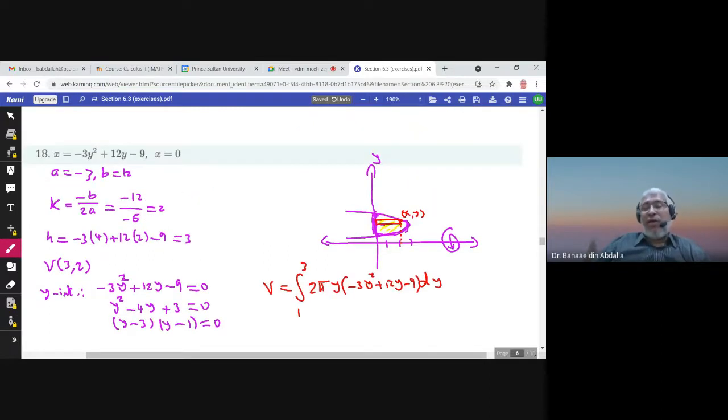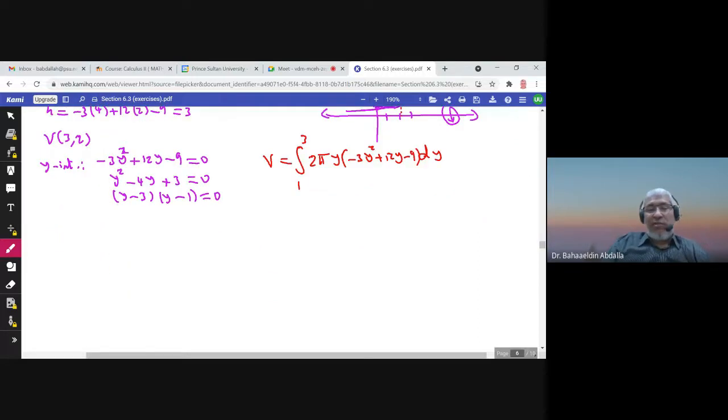Using washer here is not possible because we need to solve this equation for y. Okay, we need to solve it for y equals. Very difficult.